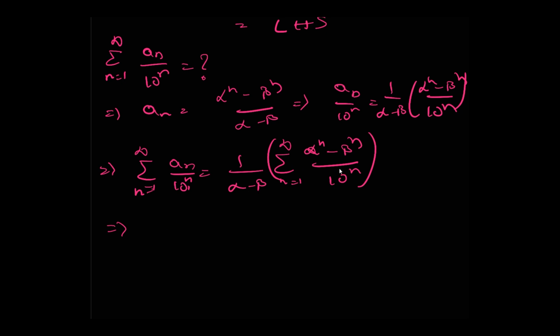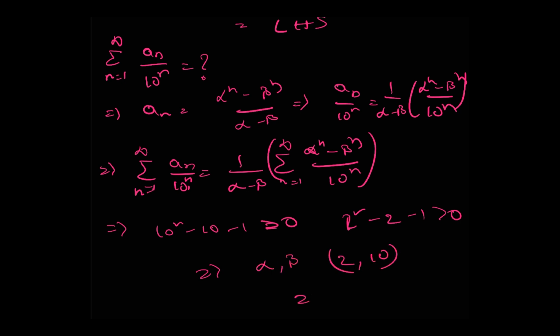We know that alpha and beta must be less than 10, since 10 square minus 10 minus 1 is greater than 0, and 2 square minus 2 minus 1 is also greater than 0. That implies alpha and beta must be in between 2 and 10. That implies alpha by 10 must be less than 1.